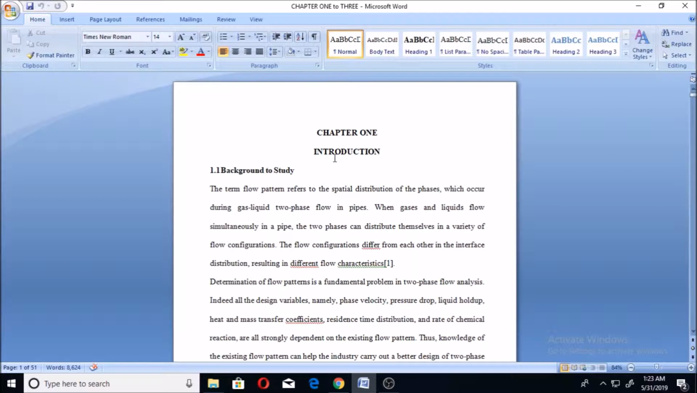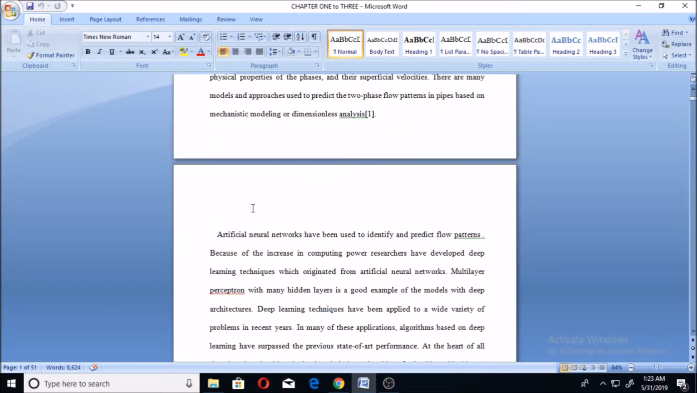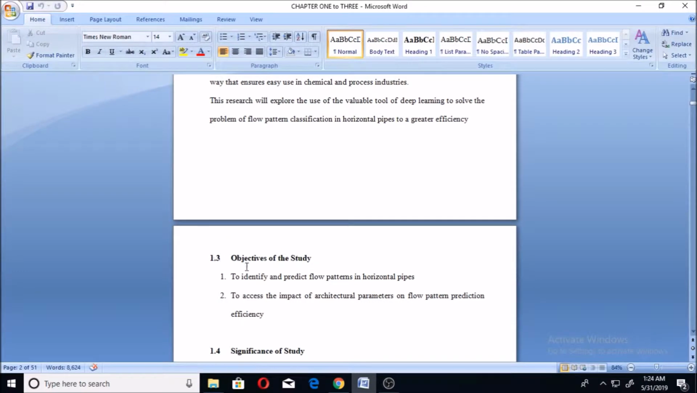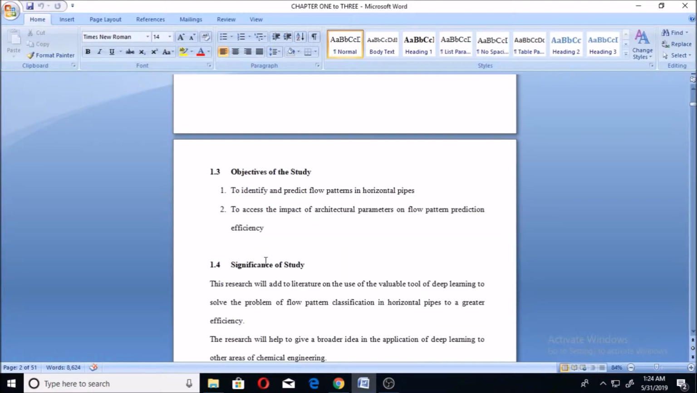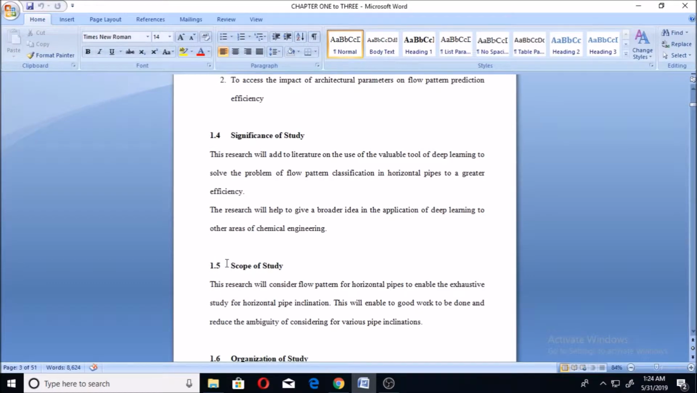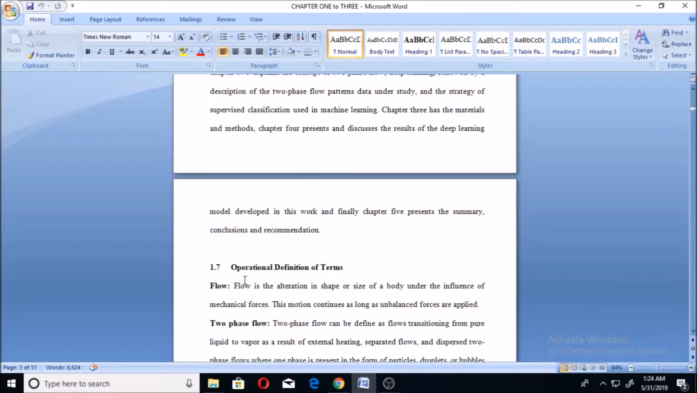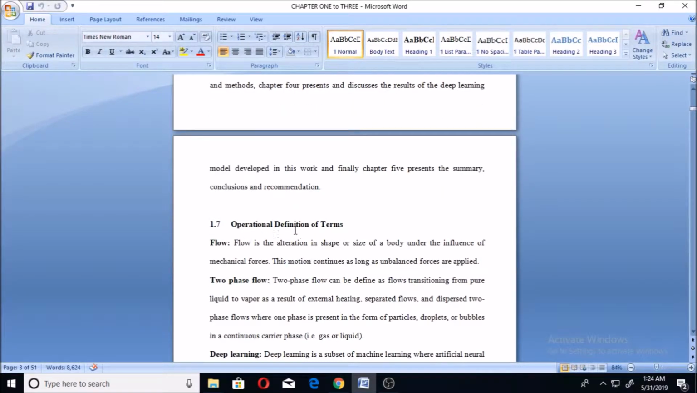So you see the chapter 1 is always consisting of introduction. You have background to study, which is 1.1. Now after that you have the statement of the problem, which is 1.2. After that you have 1.3, which is objectives of the study. Then 1.4, which is significance of study. 1.5, scope of the study. 1.6, organization of the study. 1.7, operational definition of terms that you use in the project.